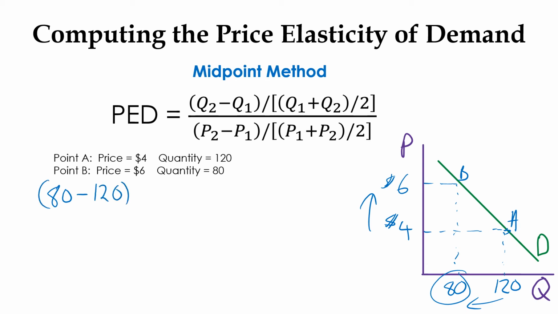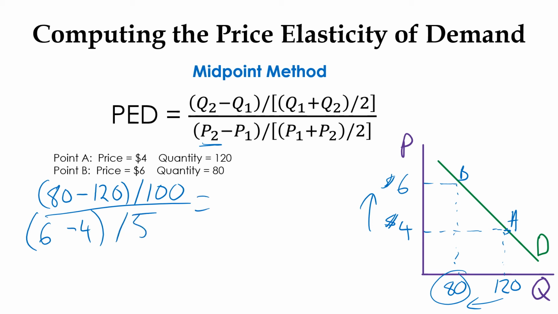And what's the average of 80 and 120? That's this side of the equation: Q1 plus Q2 divided by 2, that's just the average. I don't have to really calculate that, do I? What's the average between 80 and 120? Well, it's easy, it's just 100. And then our price is going from $4 to $6, so P2 minus P1 is 6 minus 4. What's the average between 6 and 4? It's going to be 5.